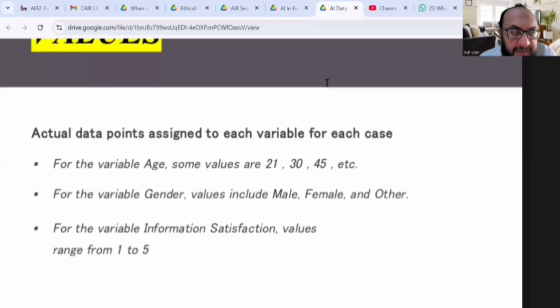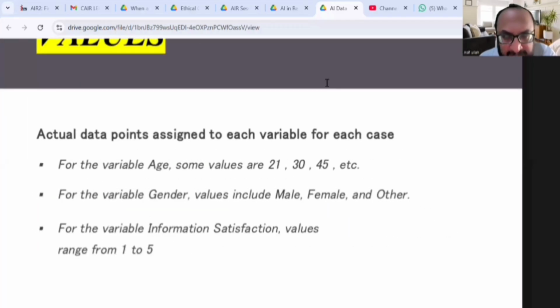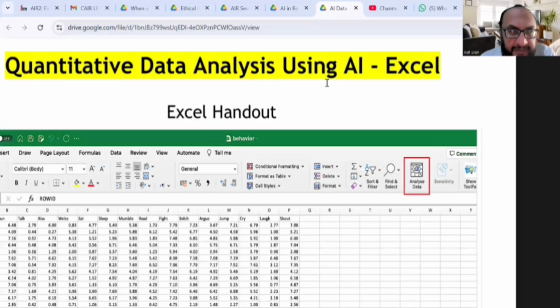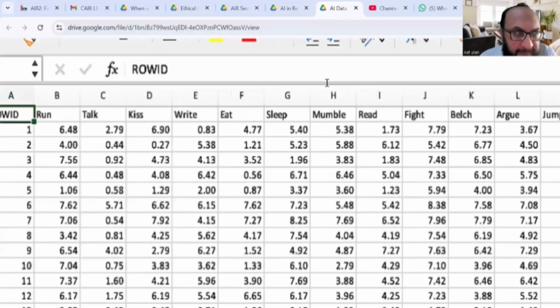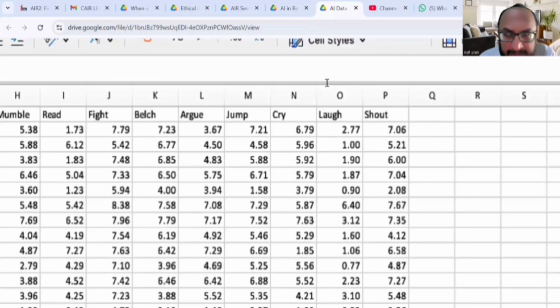Values are assigned to actual data, for each variable for each case. For the variable age, some values are 21, 30, 45, and for gender, values include male, female, and other. And for the variable information satisfaction, values range from 1 to 5. So for quantitative data analysis, an Excel handout has been shown. You can see what variables are being tested.